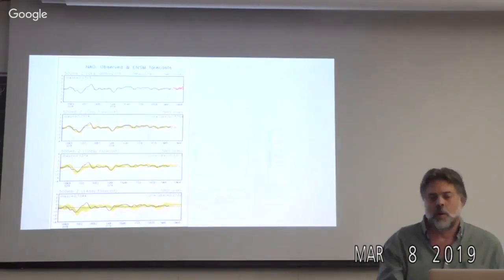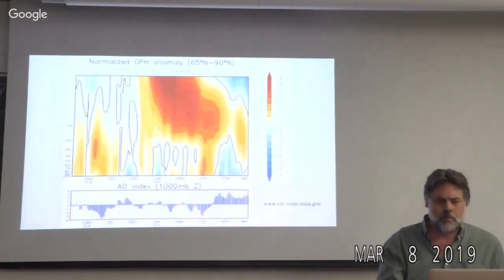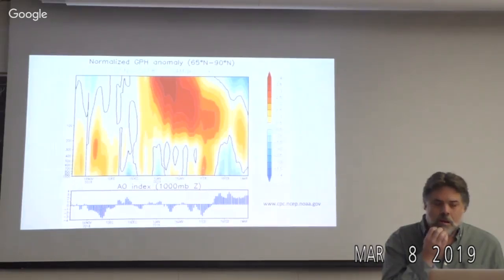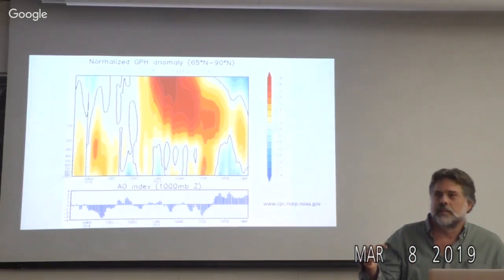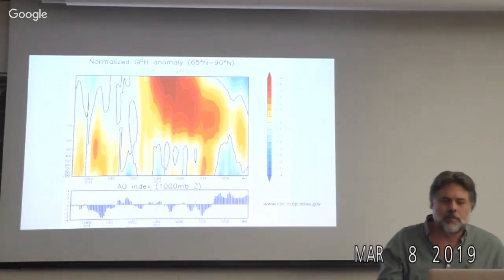So if we're going to go back one slide. Just the averaging that's done there is just 65 to 90. I wonder, is it not capturing our latitudes? That is a pretty small, yeah, it's just a very, very core of the vortex.